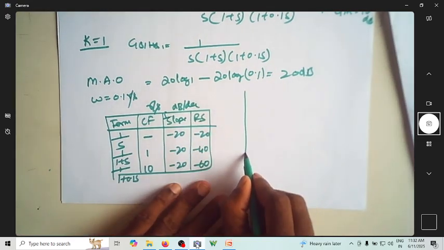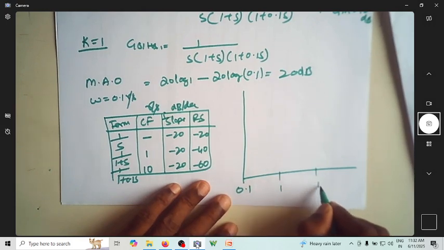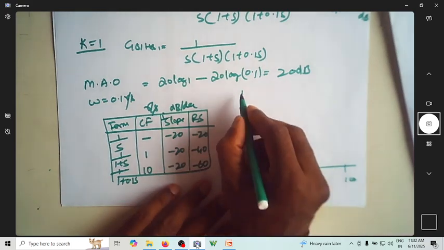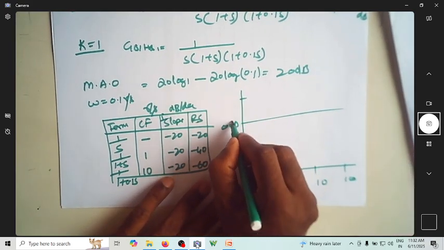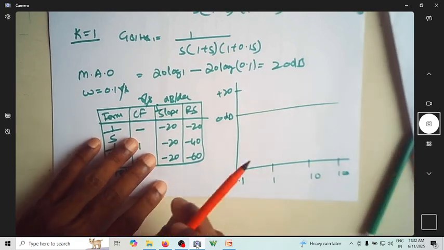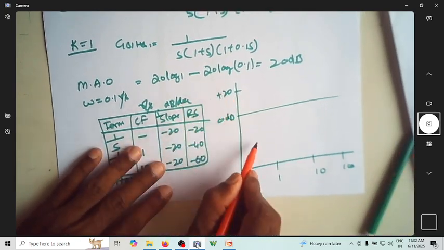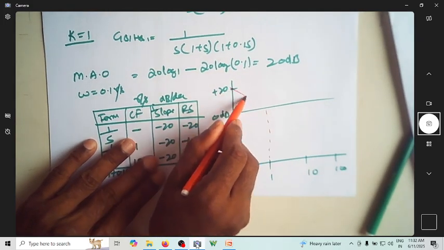So what will happen? You start with a magnitude of 0.1. This is 1, then 10, 100. Assume that this is your 0 dB line. This is plus 20. So how do you start? You start with this plus 20 with a slope of minus 20 dB per decade. So it just goes like this.